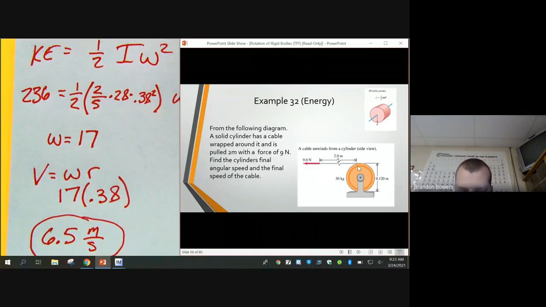All right, so example number 32. From the following diagram, a solid cylinder has a cable wrapped around it and is pulled 2 meters with a force of 9 newtons. All right. Find the cylinder's angular speed and the final speed of the cable.